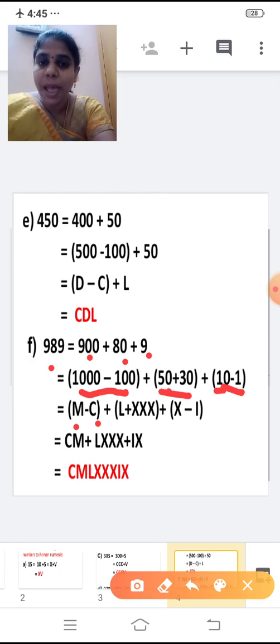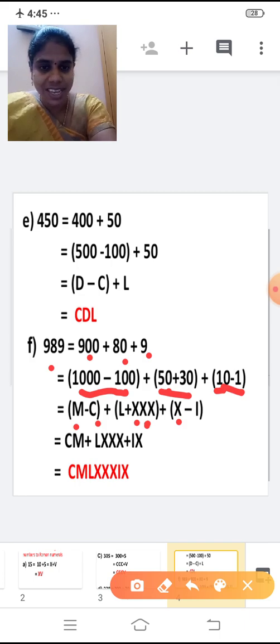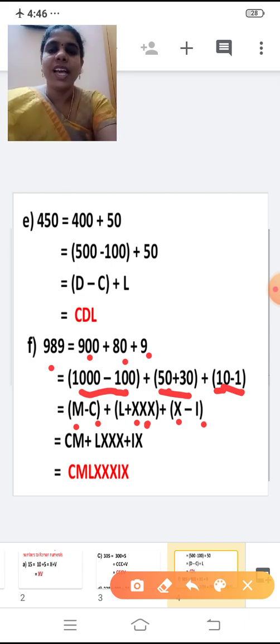Yes, L plus 30. The Roman numeral for 30 is 10 plus 10 plus 10, so XXX. Then plus 10 minus 1 is 9. The Roman numeral for 10 is X, minus 1 is I, so X minus I. Now M minus C plus L plus X plus X plus X minus I.